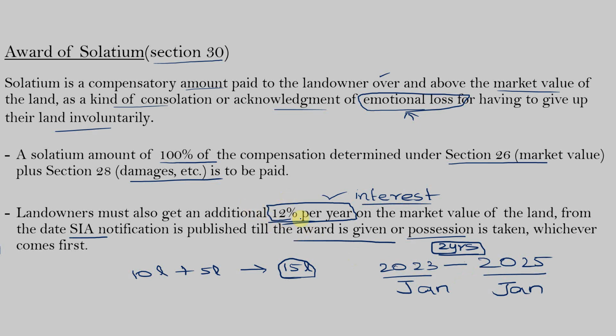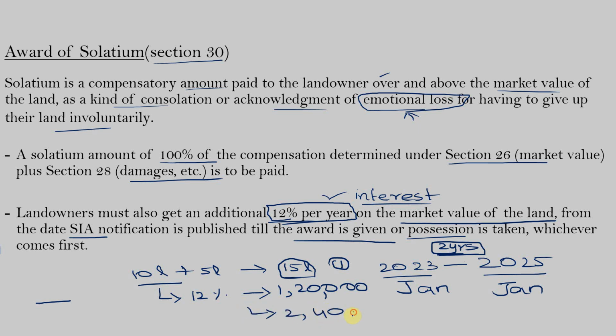So, the interest is calculated at 12% on the market value of the land. In our example, the market value of the land is rupees 10 lakhs. So, 12% on 10 lakhs would be 1,20,000 per year. So, for 1 year it is 1,20,000. Here there is a delay of 2 years, so the amount would be 2,40,000. So, this is the interest for the delay caused by the government.